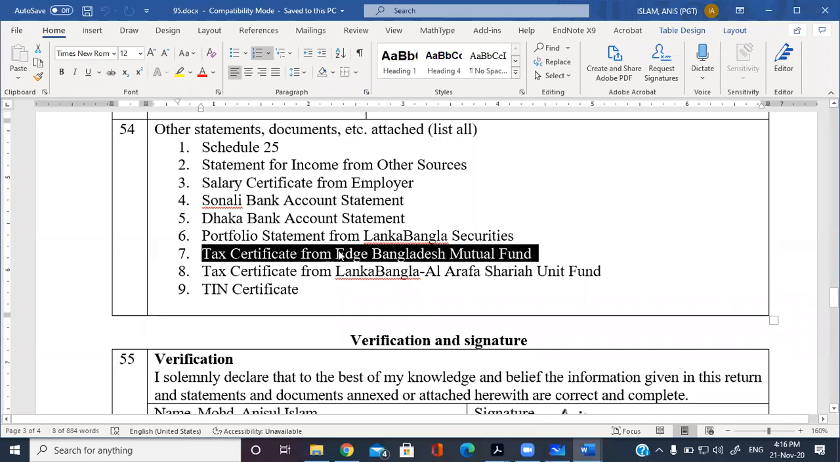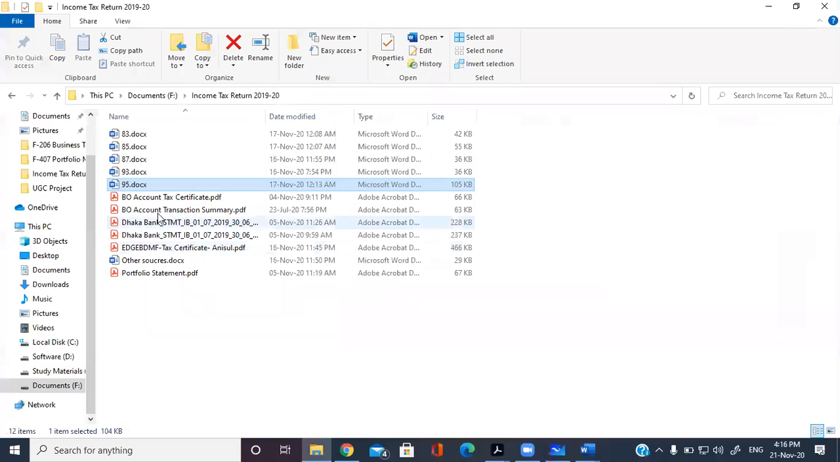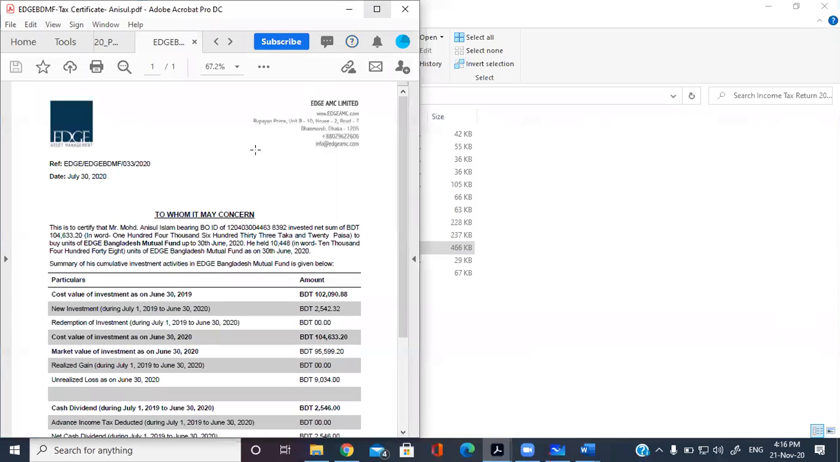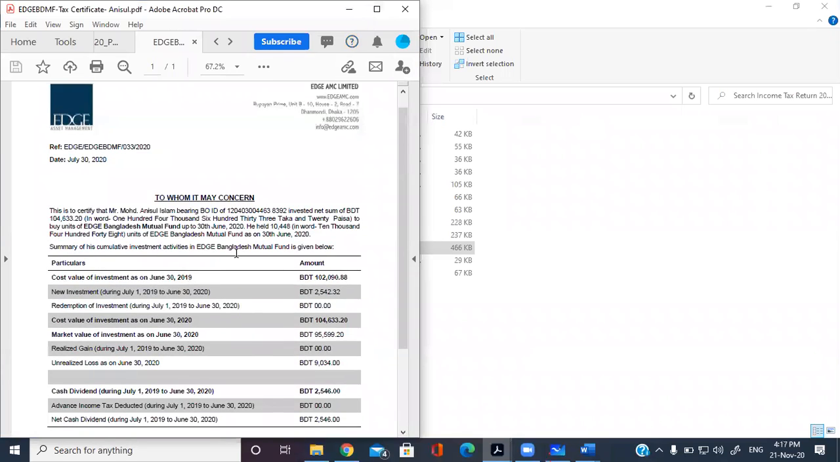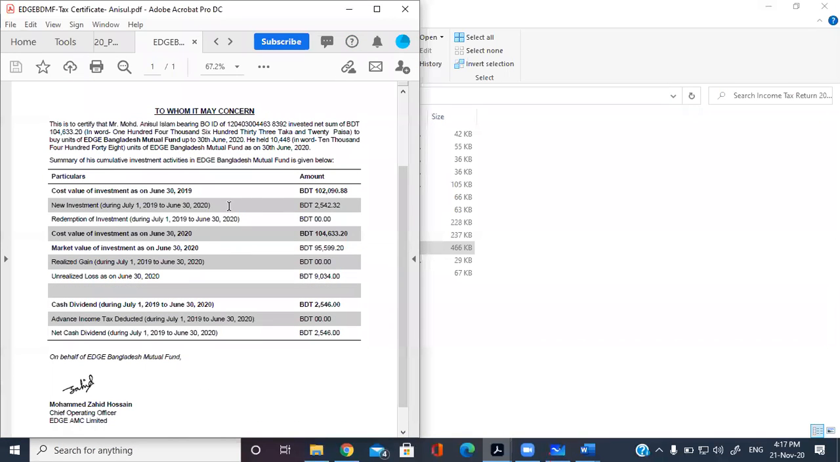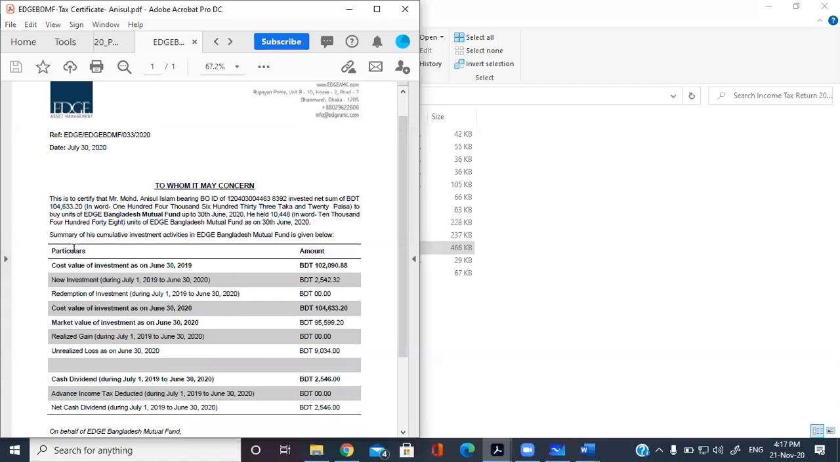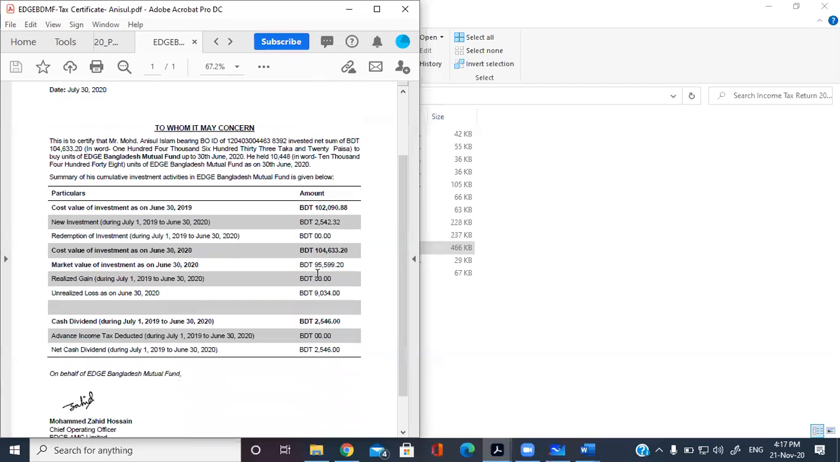Otherwise, my investment tax claim would not be entertained. For example, this kind of certificate will be available if you request your mutual fund or the entity through which you are making investment, or your brokerage house will give you this kind of a statement where it is mentioned that, for example, in my case, I have made investment.